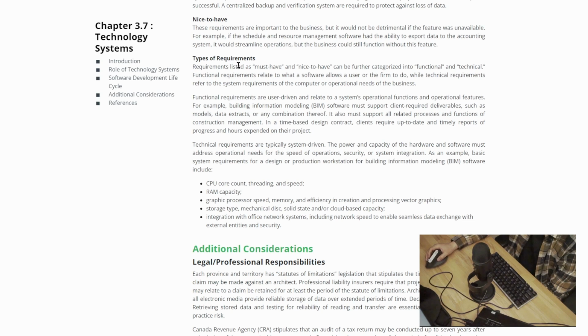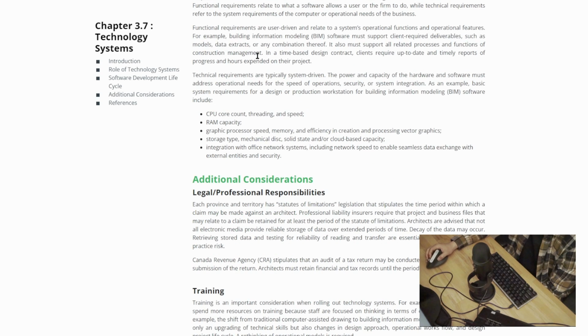Types of requirements. Requirements listed as must-have and nice-to-have can be further categorized into functional and technical. Functional requirements relate to what a software allows a user or the firm to do, while technical requirements refer to the system requirements of the computer or operational needs of the business. Functional requirements are user-driven and relate to a system's operational functions and features.